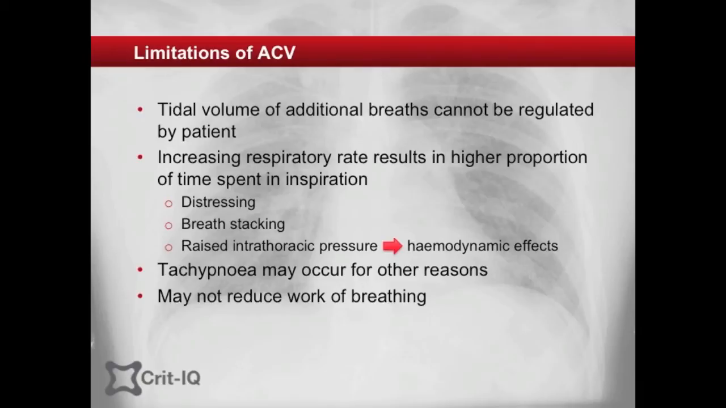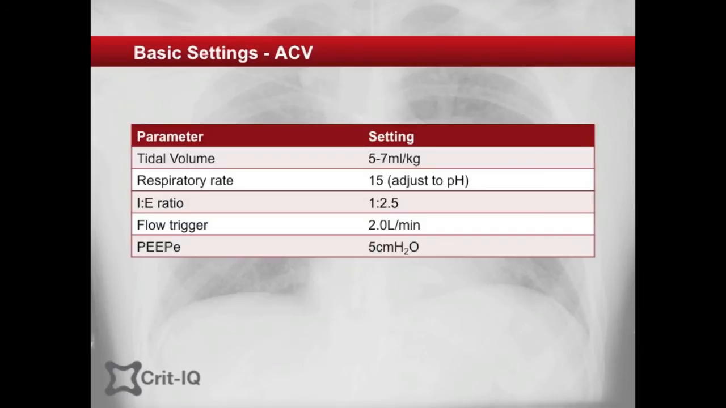Finally, even though the ventilator can potentially reduce the work required for the respiratory muscles, available evidence suggests that once activated, the respiratory muscles continue to contract maximally through most, if not all, of the assisted breath. Despite these limitations, ACV has been widely adopted, particularly in the early phase of illness when patients have very limited respiratory effort. Basic settings for ACV are shown here.